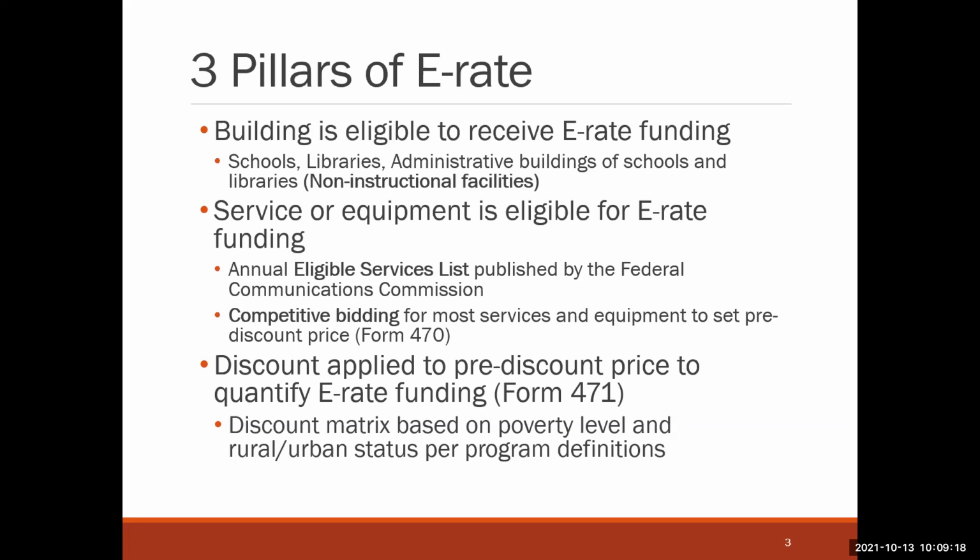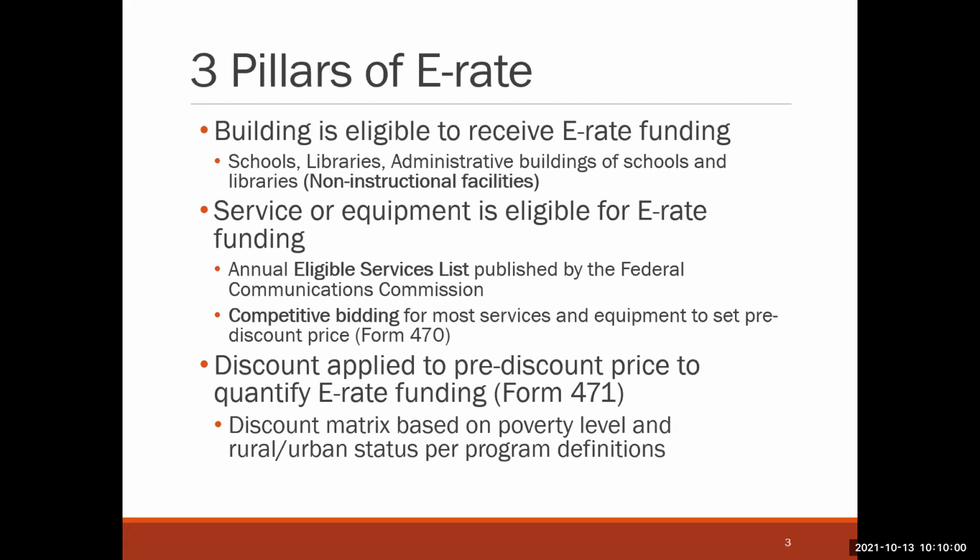And the discount matrix, which ranges from a 20% discount all the way up to a 90% discount for category 1, is based again on your poverty level, which is determined by the school district's national school lunch percentage. So if you're a library, you don't have that data. So what you would do is look to the school district's data where your library is located. So if you're a Custer library, you'd look to Custer School District, for example.